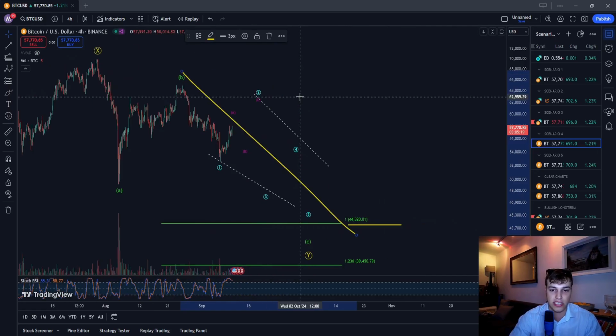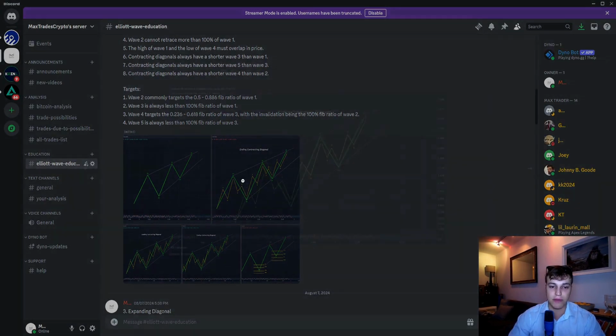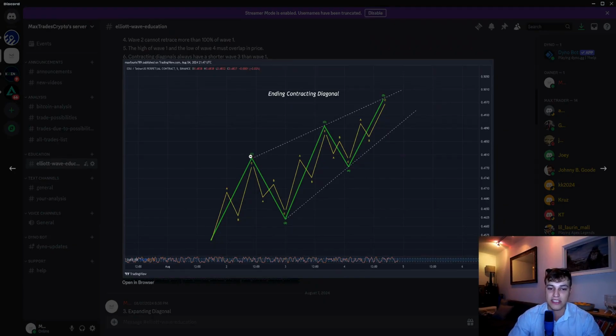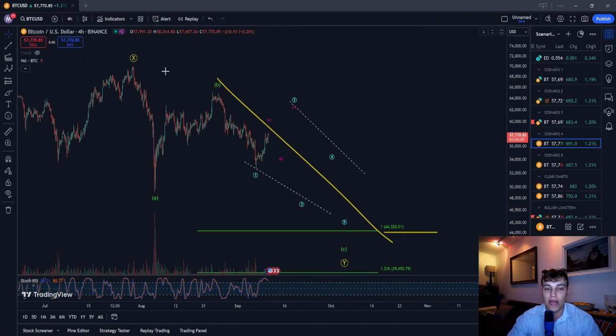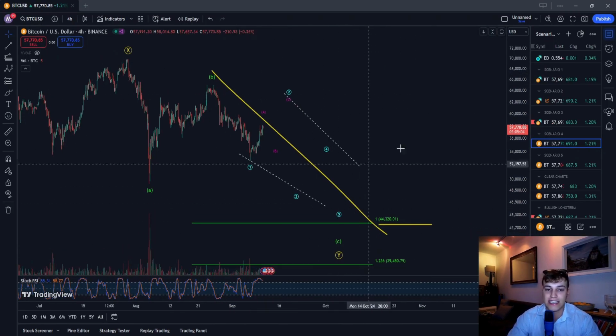So in this wave C, we have an ending diagonal, very similar to the leading diagonal, but in this case a 3-wave structure towards the end of either a rally or downward turn. So in this case it is a C.